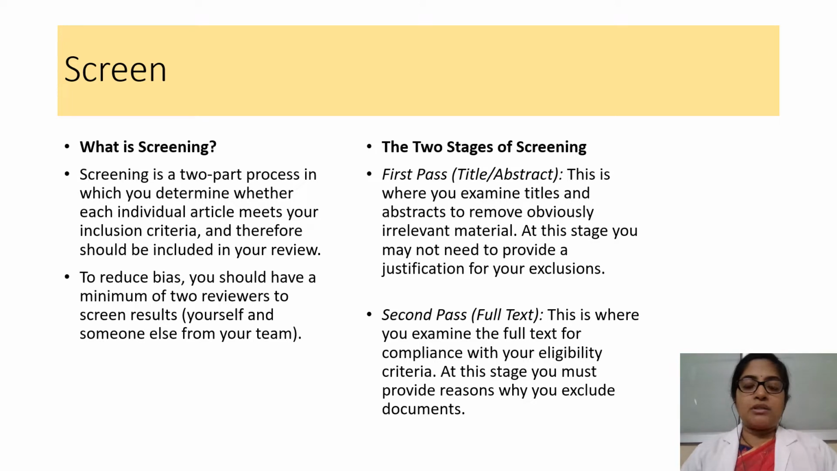So this is the screening, and the two stages of screening are, first pass, that is title and abstract. This is where we examine titles and abstracts to remove obviously irrelevant material. At this stage, you may not need to provide a justification for your exclusions. The second pass is full text. This is where you examine the full text for compliance with your eligibility criteria, and at this stage you must provide reasons why you exclude certain articles or documents.